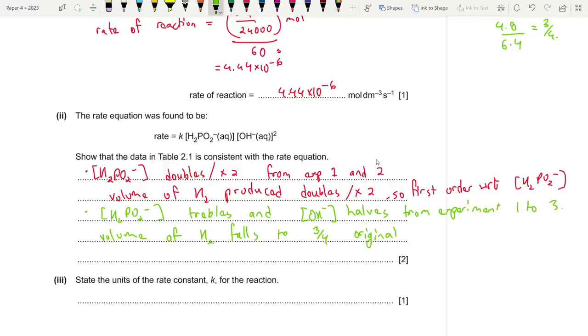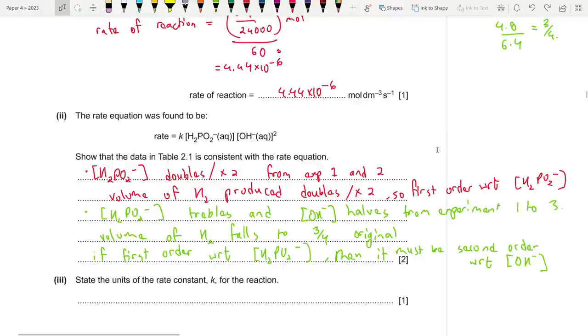Okay, so if it is first order with respect to H2PO2-, then it must be second order with respect to OH-. But they didn't really explain it in a good way in the mark scheme. Okay, but hopefully you understood my explanation, alright? You could write that down here as well. This last point was optional, by the way.